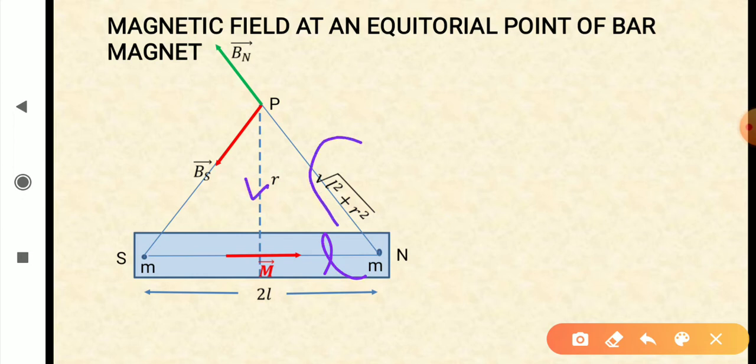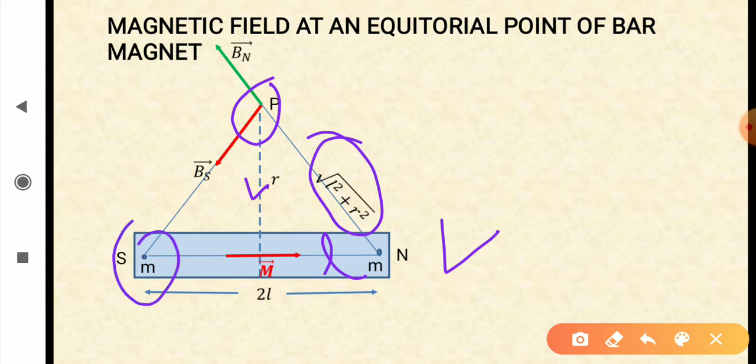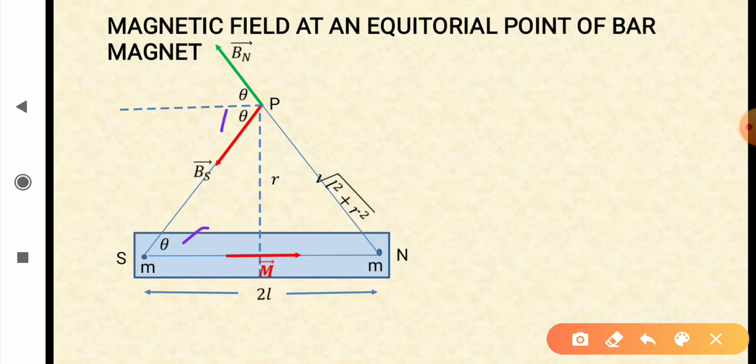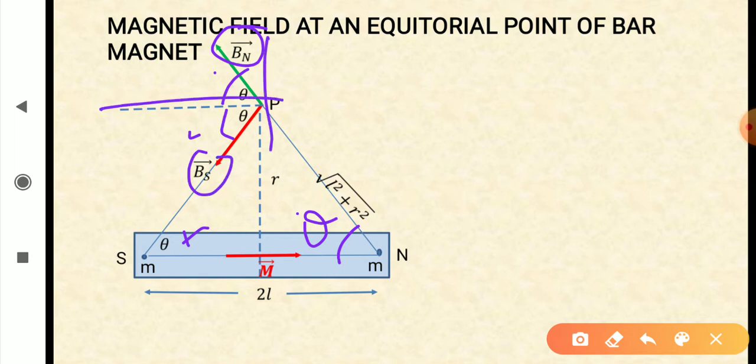Using Pythagoras theorem, the distance of this point from the north pole is under root L square plus R square, and the same is the distance from the south pole. Now how do we find the resultant of these two vectors? If this angle is theta, then this angle will also be theta, and this angle is also theta, and this angle is also theta. These two are alternate angles, these two are corresponding angles. Now we will resolve this vector and this vector along the equatorial line and perpendicular to the equatorial line.